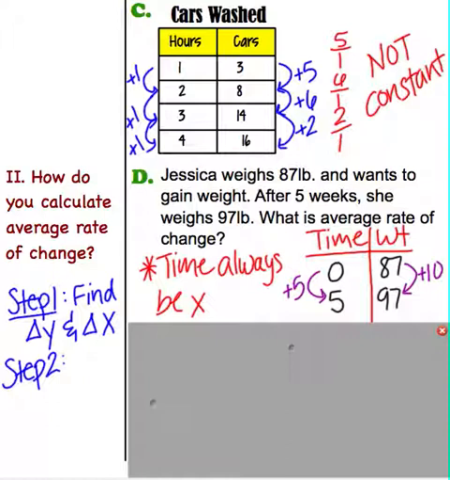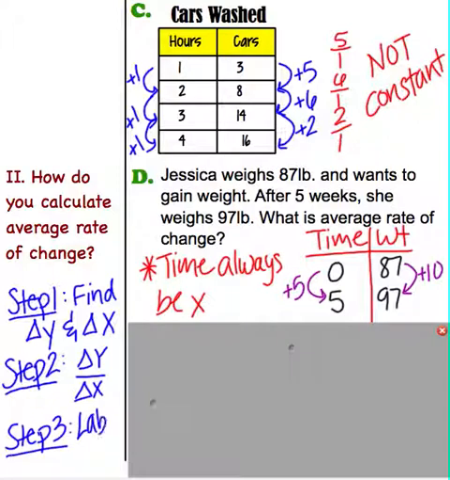So when I put this together, for step 2, I've got delta y over delta x. And step 3, which I'm going to add right away because we need it, is putting our labels. So when I look here, delta y is that plus 10, and that 10 represents pounds, over delta x, which is 5, and 5 is time, which is in weeks. So we've got 10 pounds over 5 weeks.